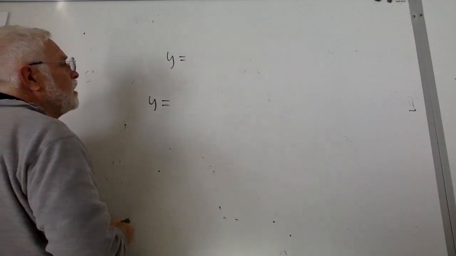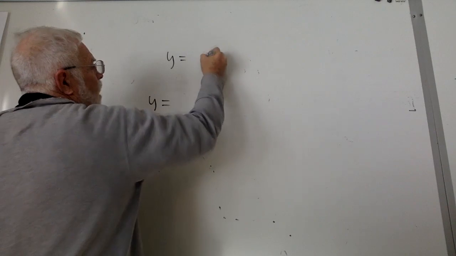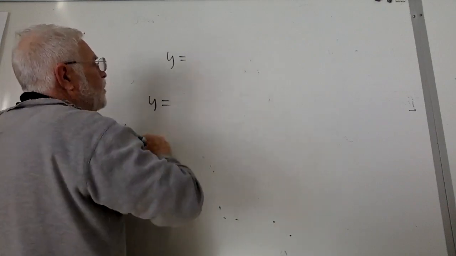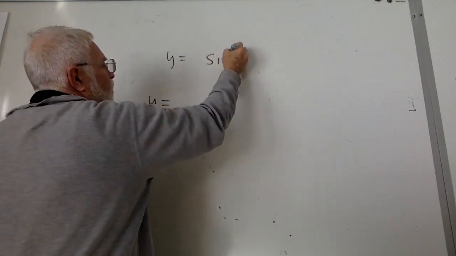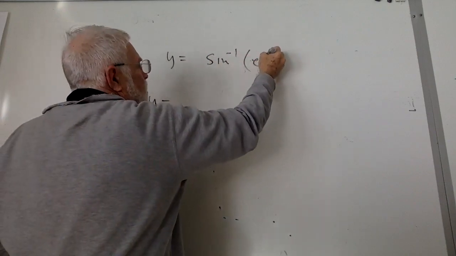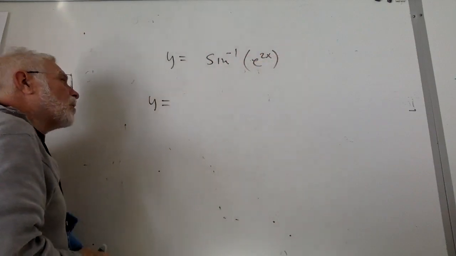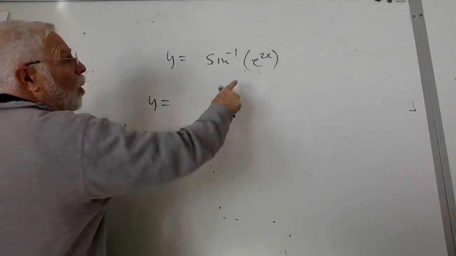Let's take y equals arcsine, I'll write it in the other notation, sine inverse of e to the 2x. Okay, so what do we have? Sine inverse of e to the 2x, I have the derivative.